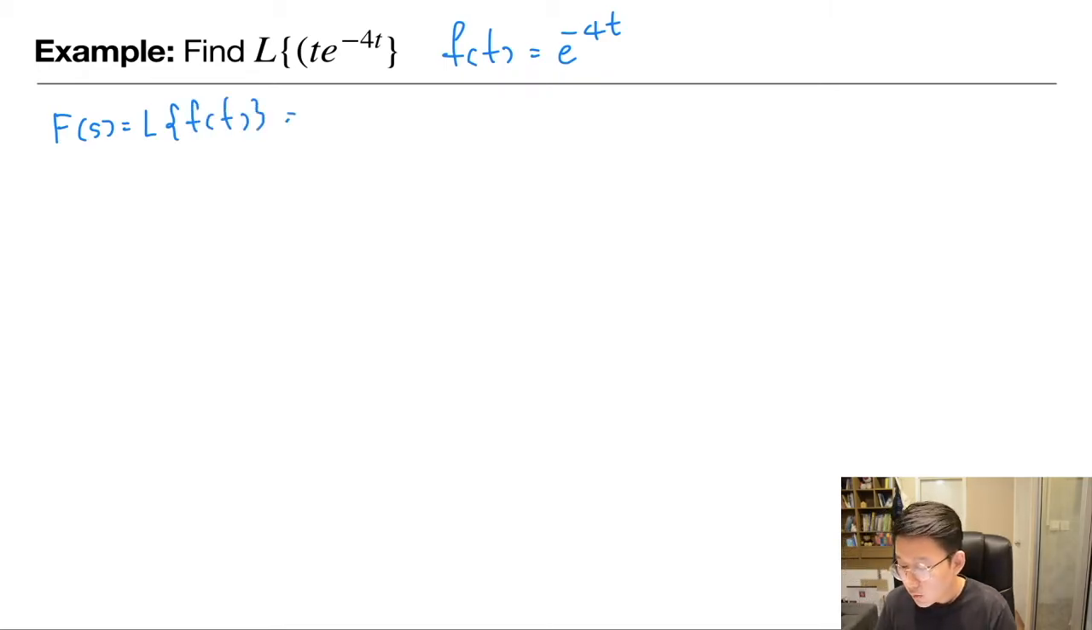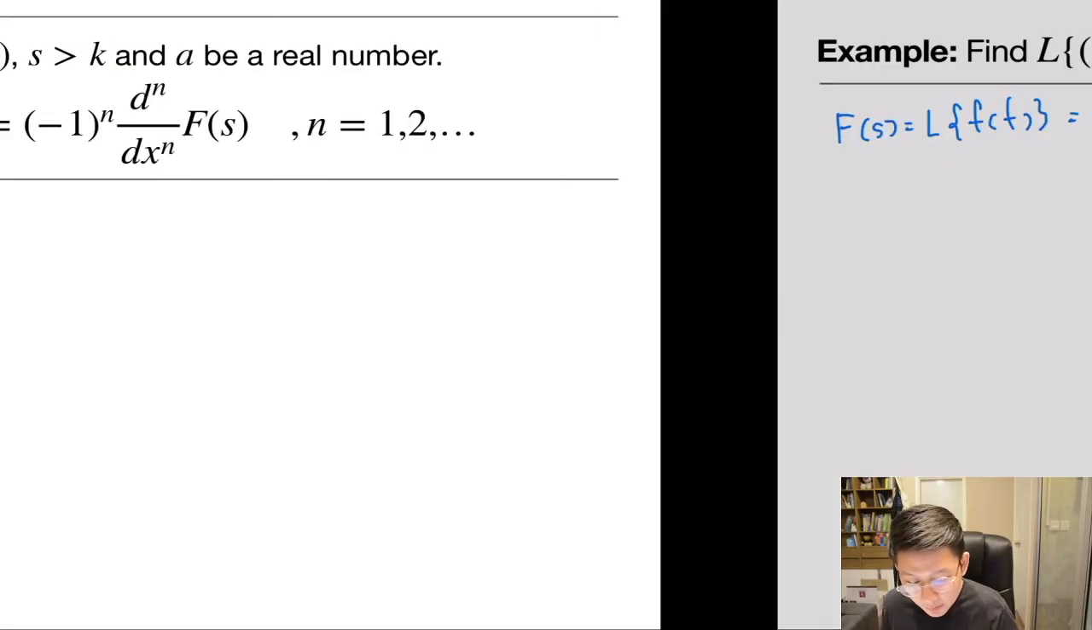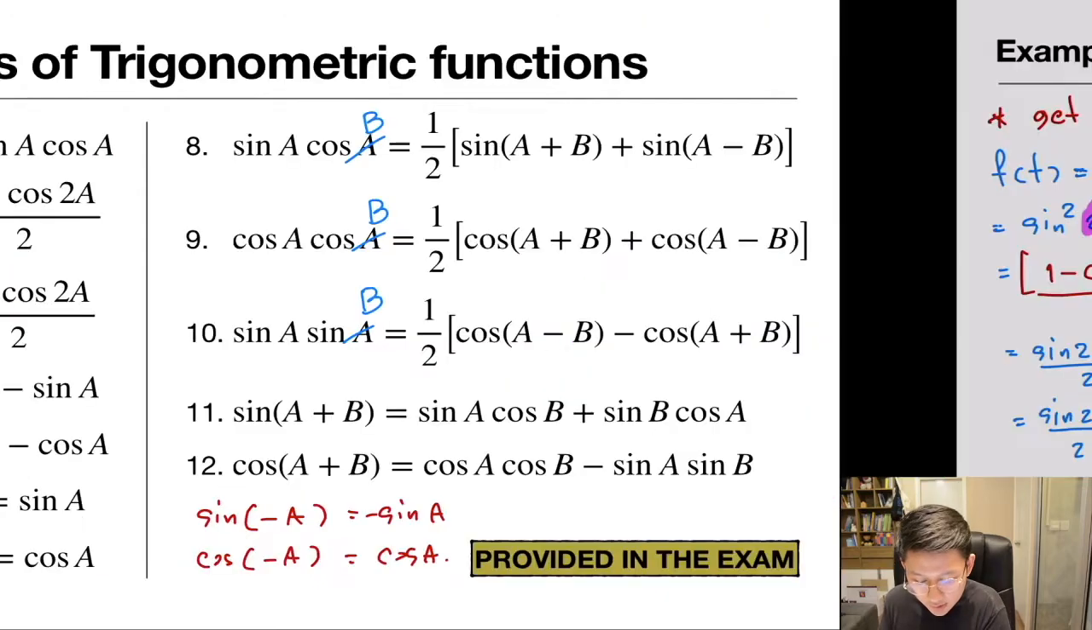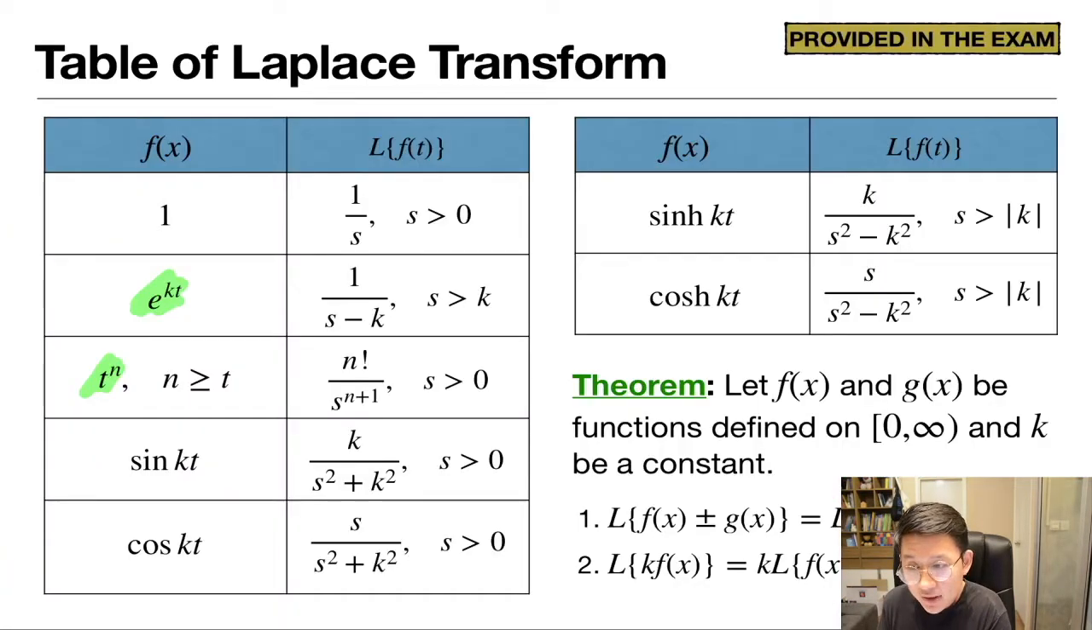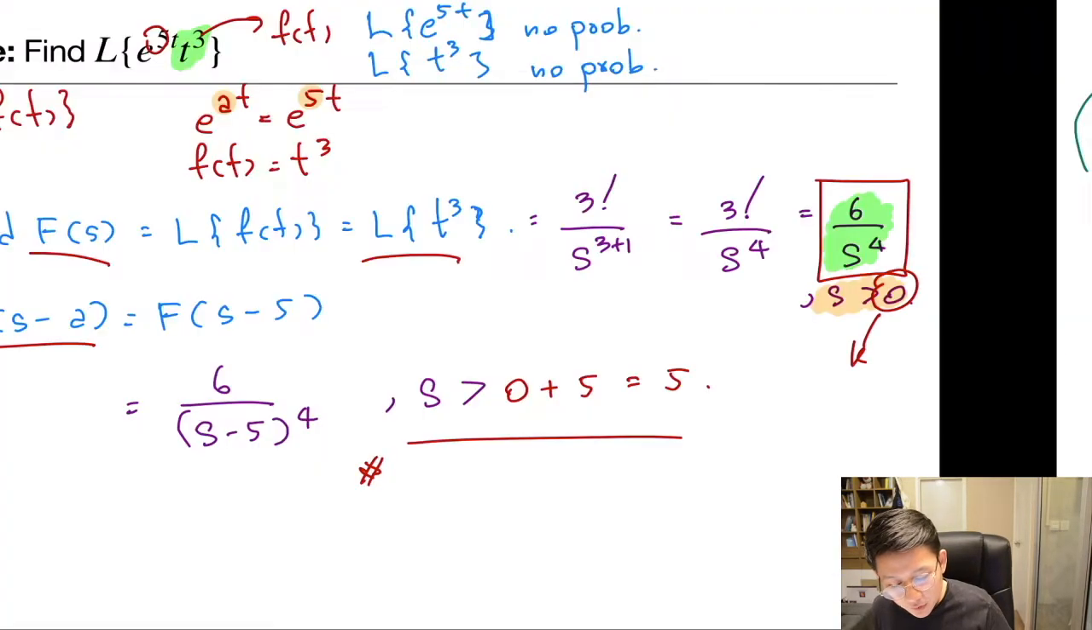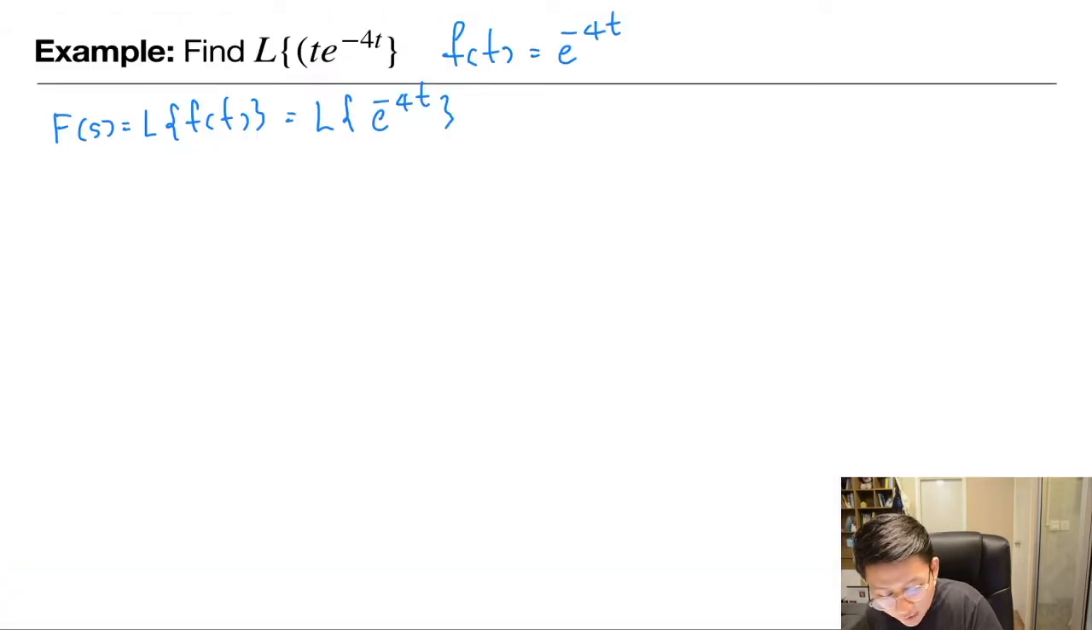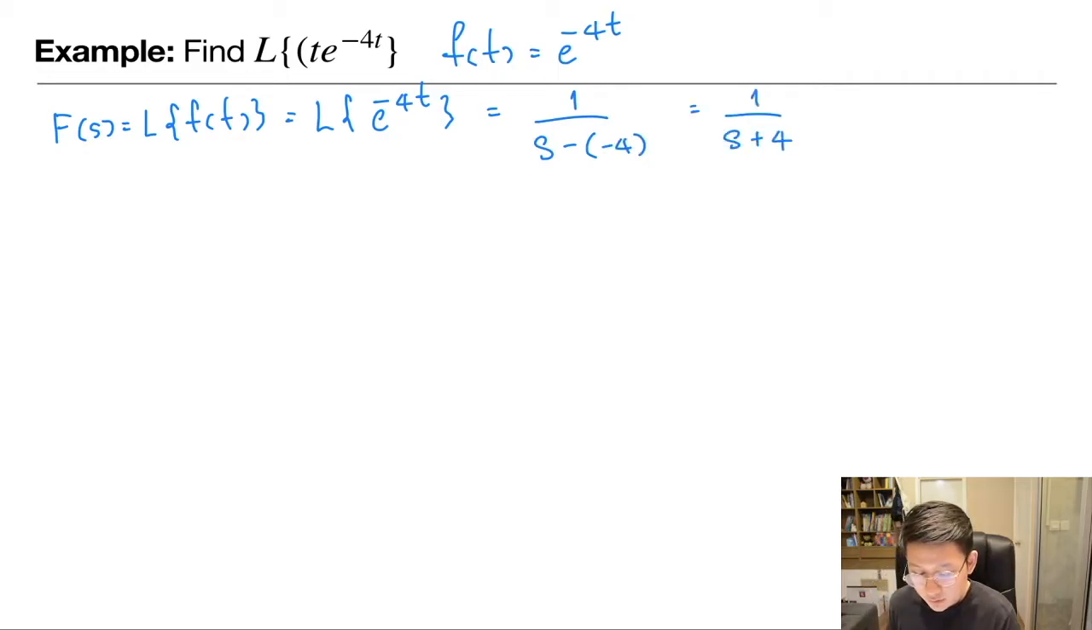Okay, what is the Laplace transform of f(t)? It's the Laplace transform of e to the minus 4t. If you go back to the formula, the Laplace transform of e to the kt is 1 over s minus k. So here we have 1 over s minus k, and k is minus 4. So it's 1 over s plus 4. Good?